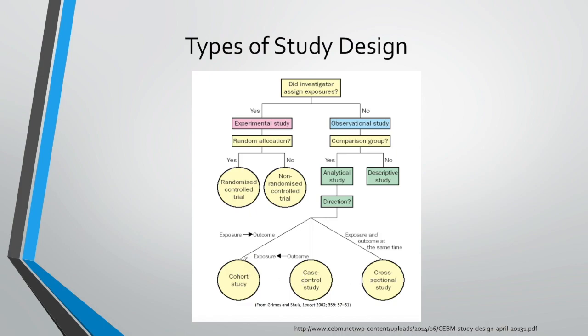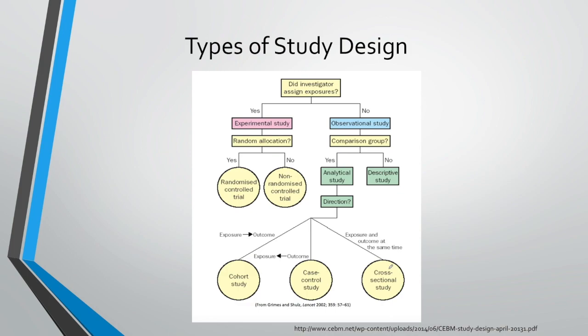And the difference between these is simply based on whether we are following the participant from the time of exposure or intervention to the time when the outcome of interest occurs, as is the case in a cohort study, or whether the outcome has already occurred and we are going back to evaluate what exposures have happened, which would make it a case control study, or whether we are just doing a cross-sectional study to assess the relationship between exposures and outcomes at a given point in time.